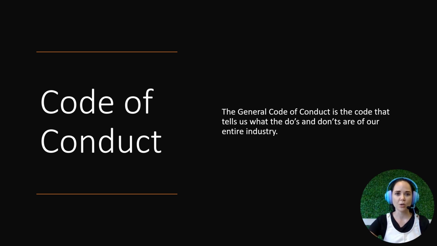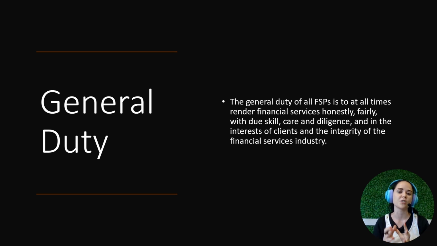Right. So when we start with the code of conduct, it starts with the general duty, which is easy to read, but for some reason, when we start with the general duty, we think, this is just the introduction. I don't need to get into this too much. And they love asking about this general duty, and they're very tricky. The words that they change here are not the ones that we expect. Right? So it says in the Act that it is the general duty of all FSPs to render financial services honestly, fairly, with due skill, care, and diligence, and in the interest of clients and the integrity of the financial services industry.